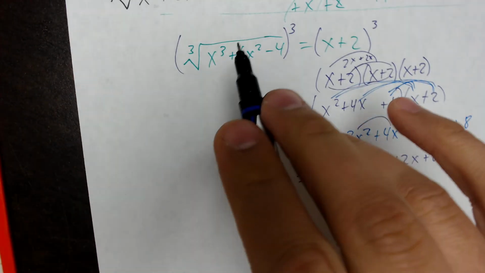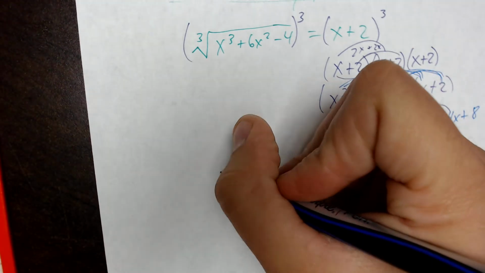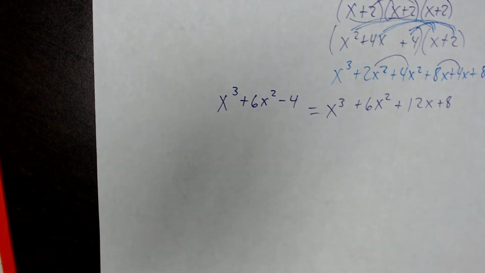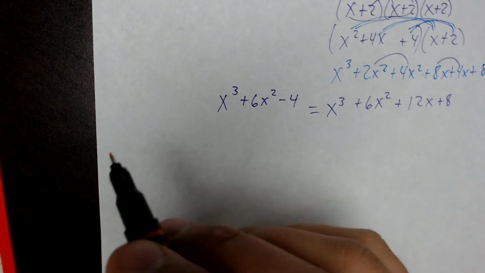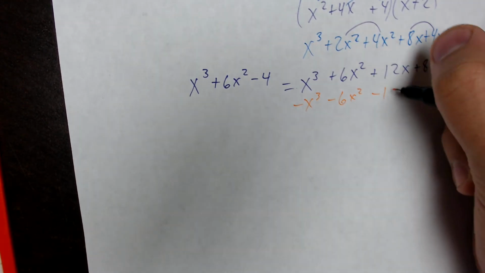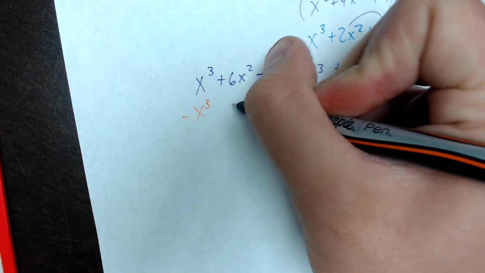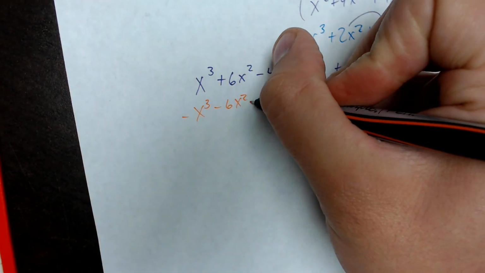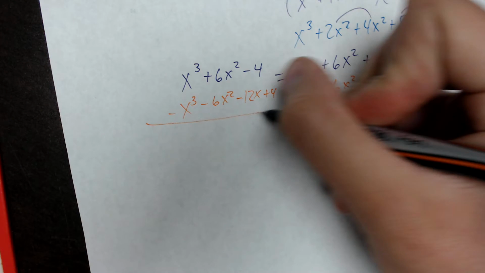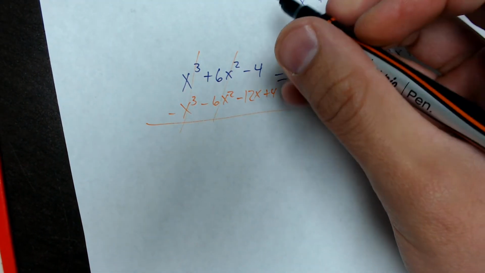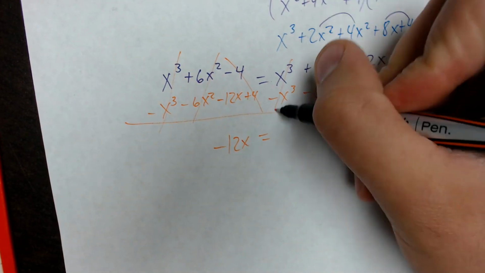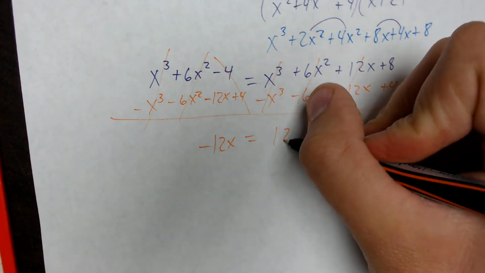Now on the left side, remember we said that this cubing would remove the radical. So we have x cubed plus 6x squared minus 4 on the left side. From here, I'm just going to move all my x's to one side and all my whole numbers to the other. So I'll subtract x cubed, subtract 6x squared, subtract 12x from each side. And then I'm going to move the 4 to the other side by adding 4 to each side. So these cancel, and on the left side, we're left with negative 12x. On the right, this cancels, this cancels, this cancels. 8 and 4 is 12.